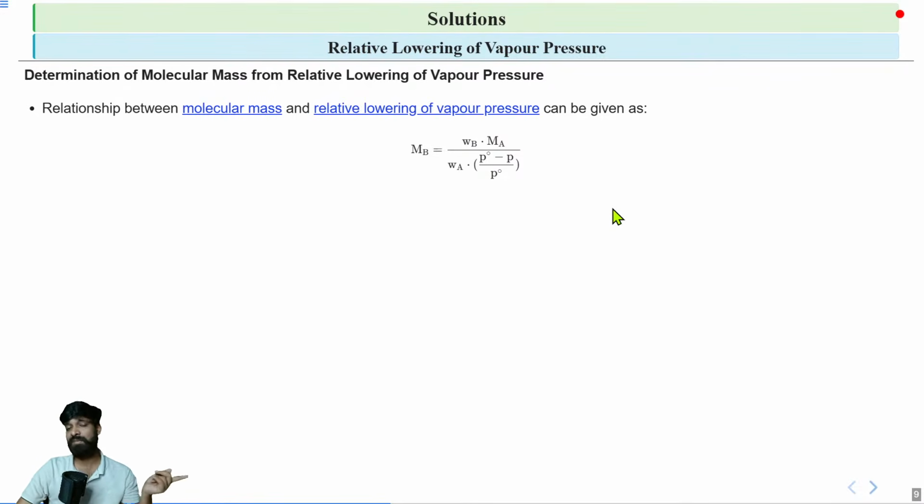What was the previous formula? It was P naught minus P by P naught is equal to NB by NA. Then if you write in place of NB, WB by MB, where WB is the weight of B and MB is the molar mass of B. Similarly, you can write it for A. So after doing that, are you getting this formula after rearranging for MB? Anyone? Just try it by yourself.